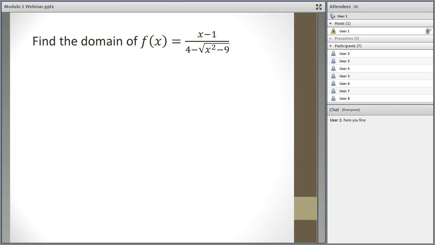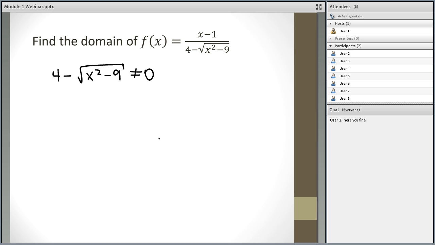Okay, so we have x minus 1, and then in the denominator we have 4 minus the square root of x squared minus 9. So x minus 1 in the numerator, x could be anything. But in the denominator, x can't be anything for a couple of reasons. First, we can't have 0. So I have a few situations. I have that 4 minus the square root of x squared minus 9 can't equal 0. And that's because it's in the denominator of a fraction. We can never have 0 in the denominator of a fraction.